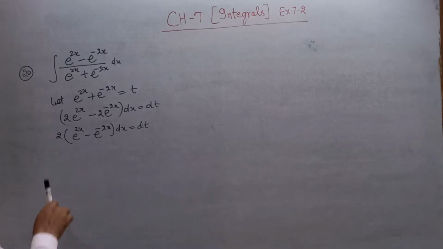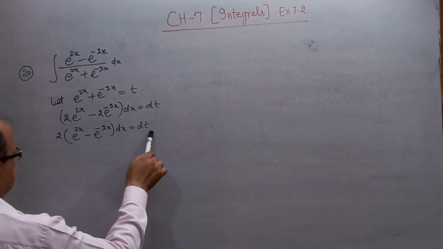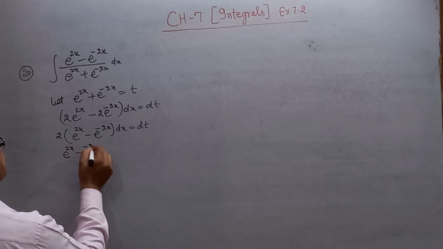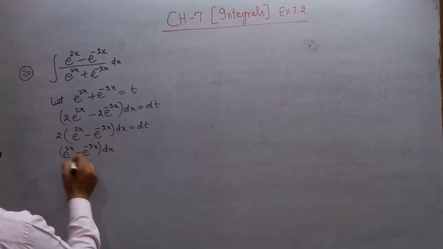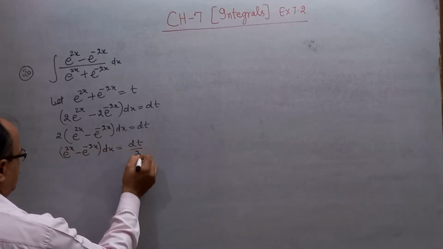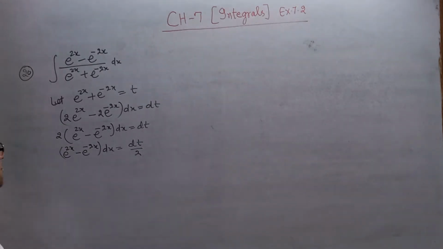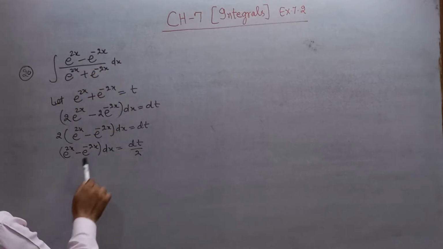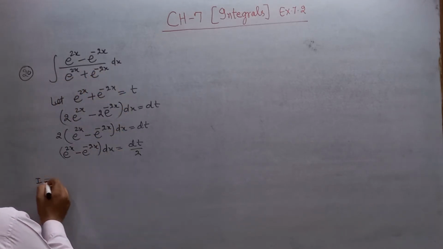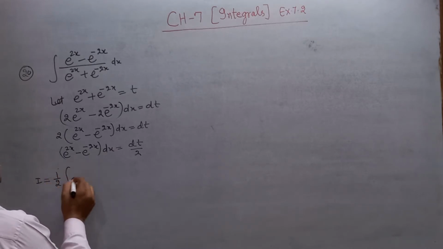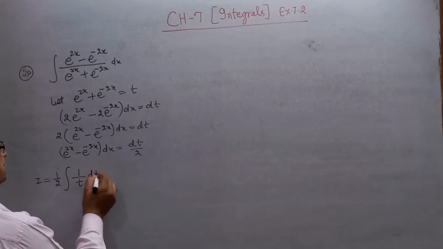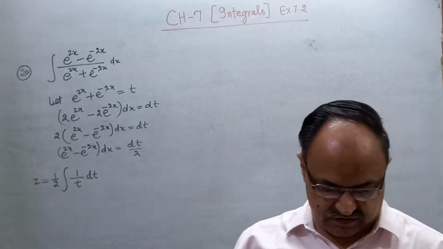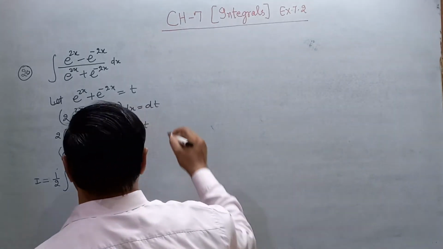The extra quantity 2 shifts to the other side. So (e to the power 2x minus e to the power minus 2x) dx is equal to dt by 2. Clear? In this place, (e to the power 2x minus e to the power minus 2x) dx you can write as dt by 2. Therefore 1 by 2 integral of 1 by t dt, and the integration of 1 by t, you know, is log t. Further you can solve.